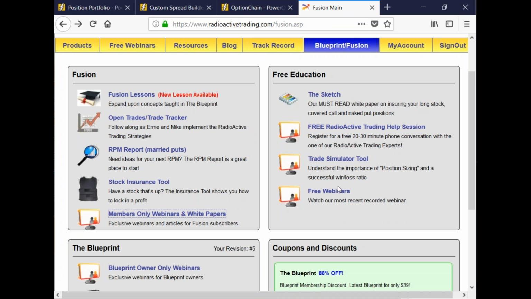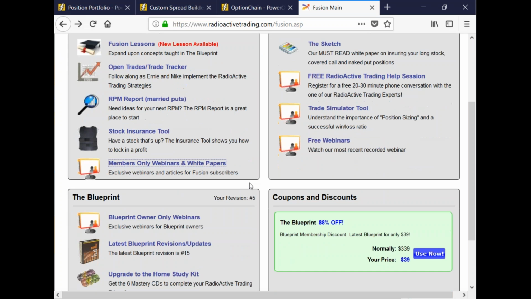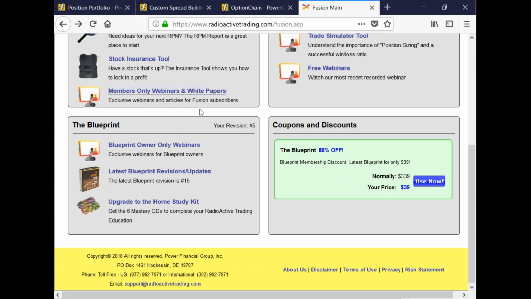Now, if you're just a Blueprint owner at the time, right now, you're not subscribed to Fusion, you won't see this. You'll see the listing of the tools available for Fusion subscribers and ability to subscribe at any time. And if you just bought the Blueprint, remember, you can get your first month of Fusion at RadioActive Trading for only $10 for the first month, $69 a month after that. But as a Blueprint owner, this pod down here, you can access your latest Blueprint revisions. You can upgrade to the Home Study Kit to get the other Mastery Series CDs.